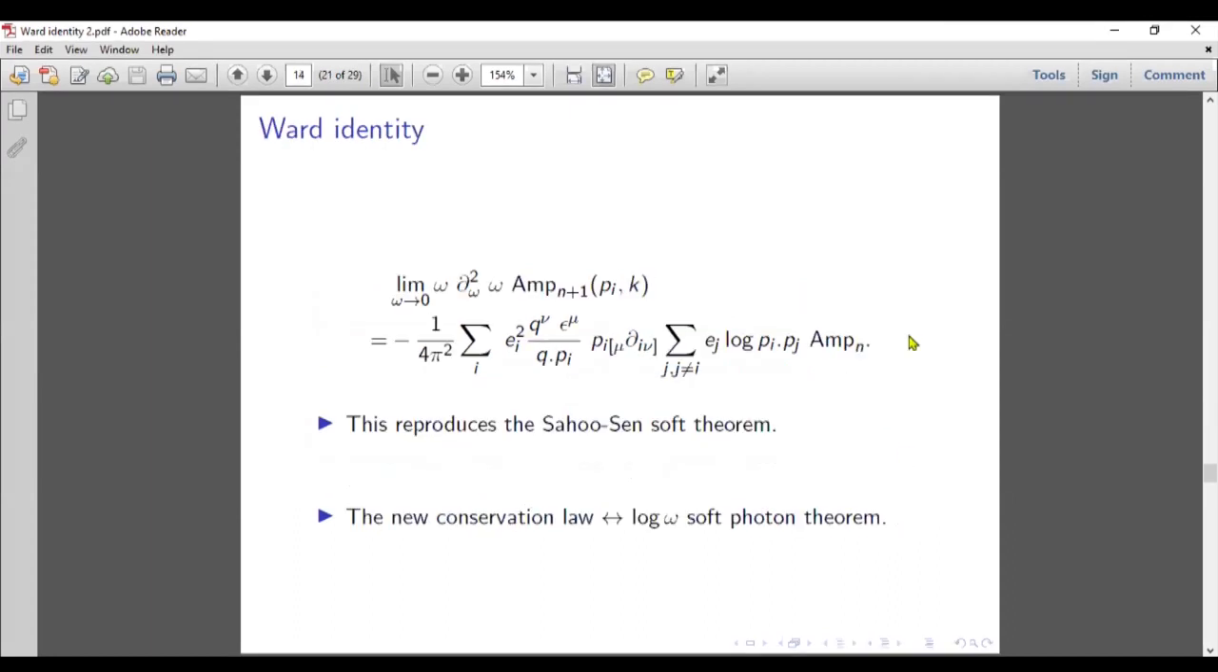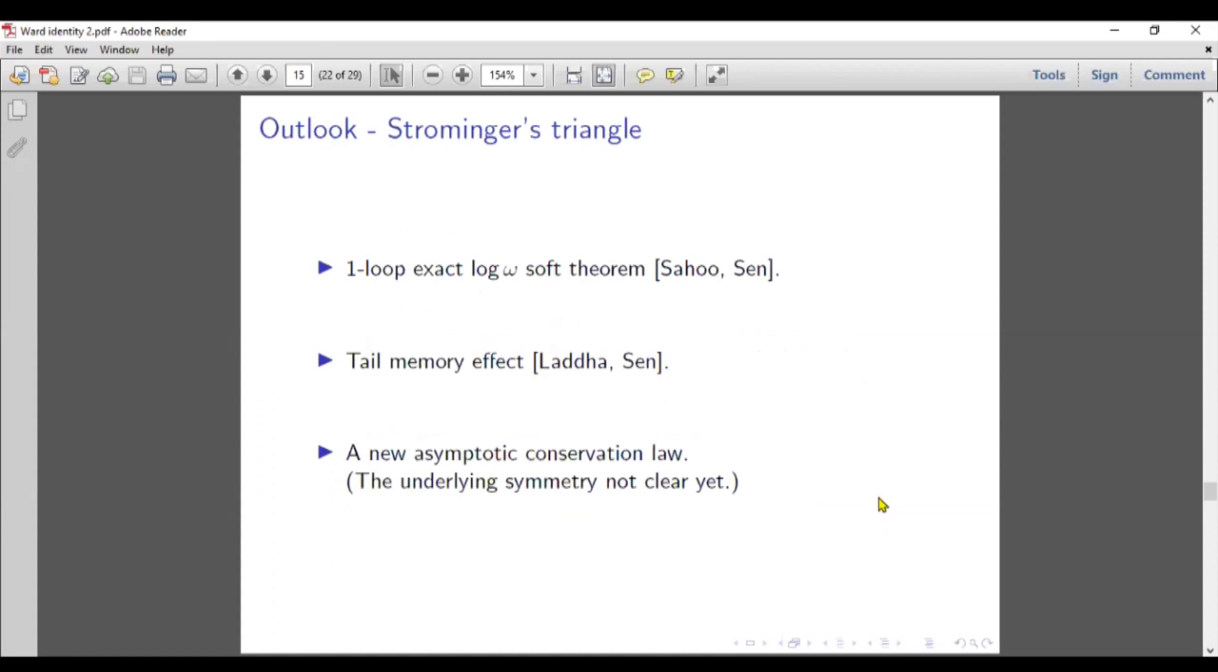So this is the final form of the Ward identity. It reproduces the Sahoo-Sen soft photon theorem. Thus we conclude that the new conservation law that we discussed is equivalent to the log omega soft photon theorem. Okay, so this is the status.